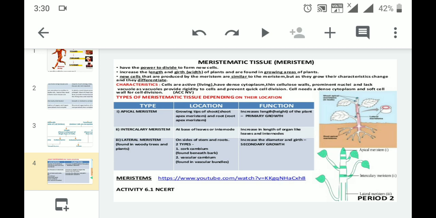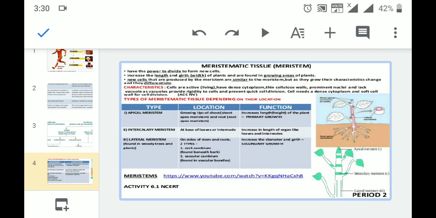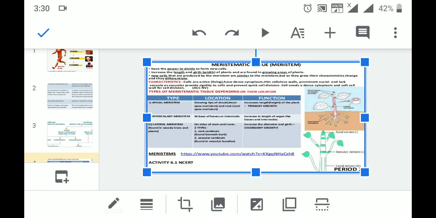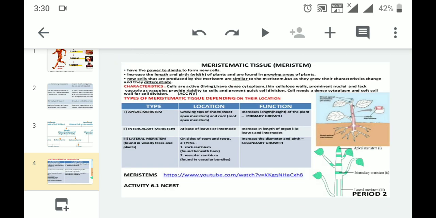So, here you can see the diagram of meristematic tissues also. You can see that in the tip, apical meristem is present. In the nodal area, intercalary meristematic tissues are present, and at the base, lateral meristematic tissues are present.